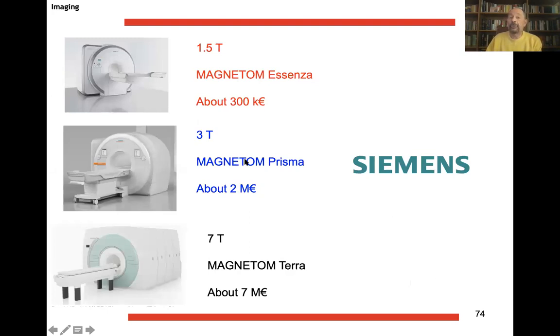The problem is the cost. A 1.5 Tesla machine, like this Magnetom Essenza, these are all Siemens machines, so same company, 1.5 Tesla, 300,000 euro. 3 Tesla, 2 million. 7 Tesla, 7 million. So you see that the price goes up quite a lot with the magnetic field, and so does the size of the machine. If you look at the size of this machine, and this machine, you see how bigger and bigger they become.